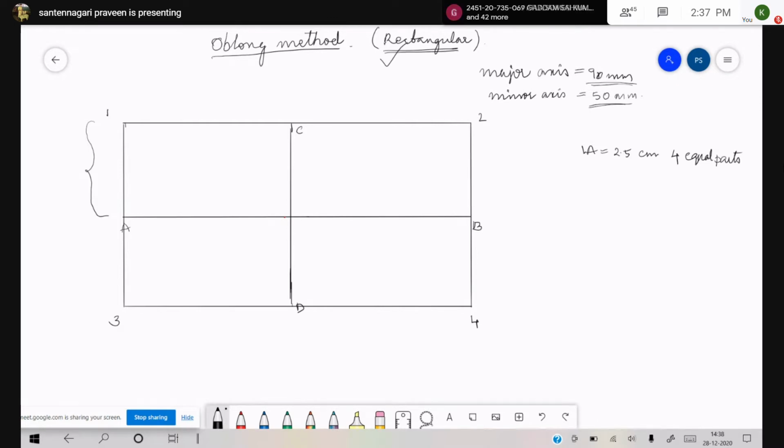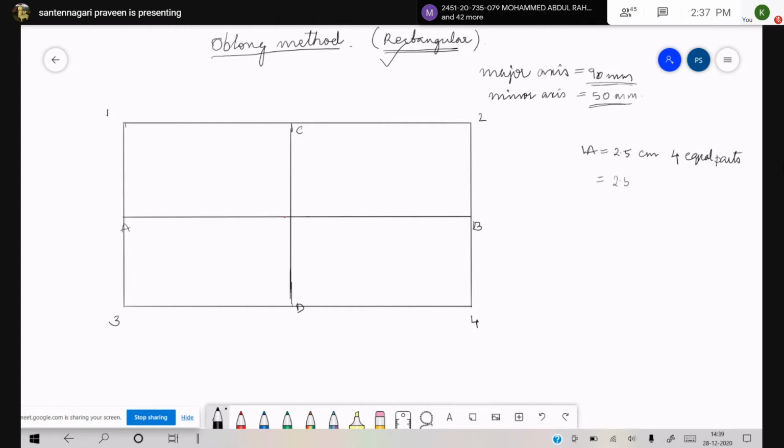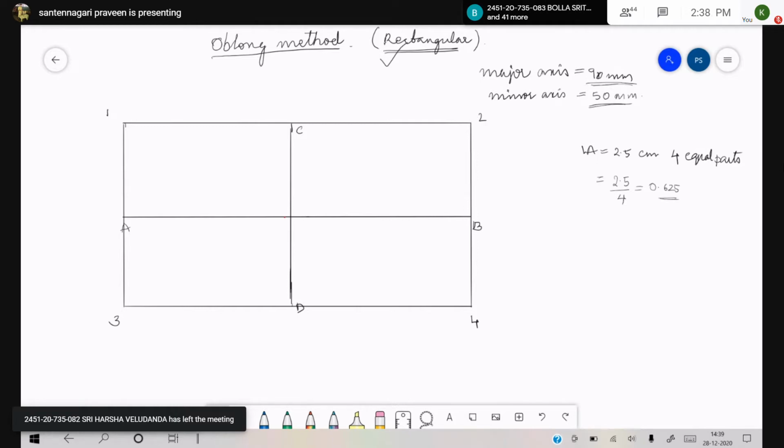So for this, what do I have to do? 2.5 centimeters, I have to divide it into 4 equal parts. What is the length that I have to divide it into? 0.625. How did you get that? 2.5 divided by 4, that's 0.625. Okay. So with 0.625 you have to divide this, or else there is also one method where you can divide your line very easily.